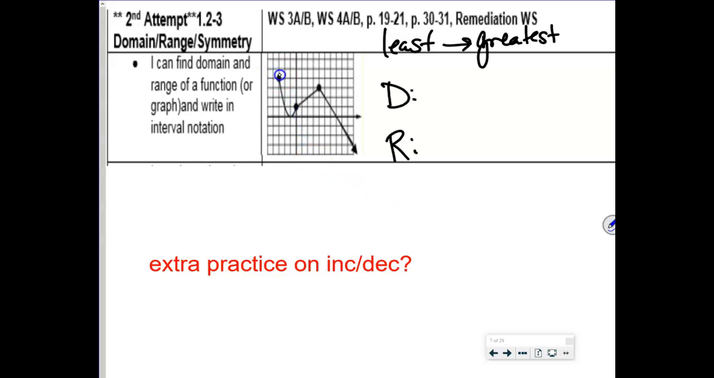So domain, where does this domain begin? Okay, with a bracket or a parenthesis. Very nice. Bracket because of the point. And then how far out to the right will it go? Now notice how they said infinity, not negative infinity. A lot of kids get confused because it's pointing down, but remember domain is reading to the right. That's a positive infinity that you're heading towards. Your range starts how low? Good. Starts at negative infinity, and then as you travel up, where does it stop?